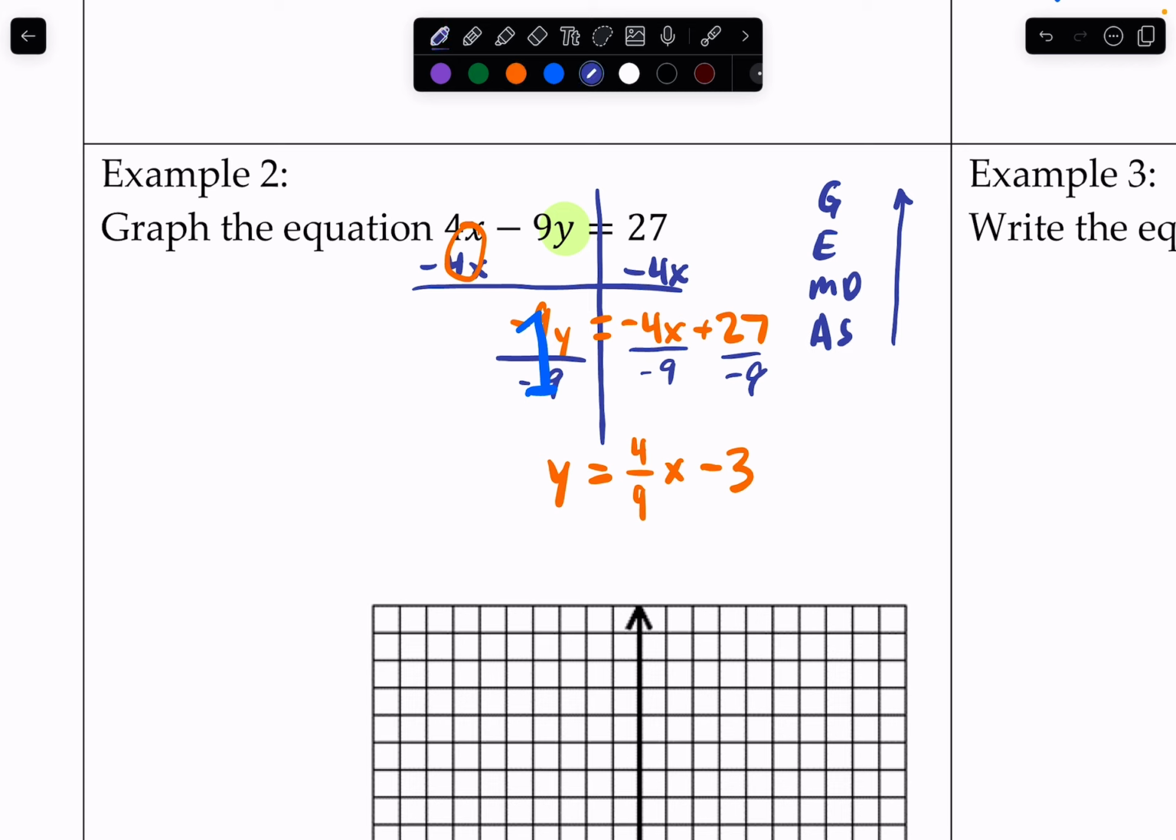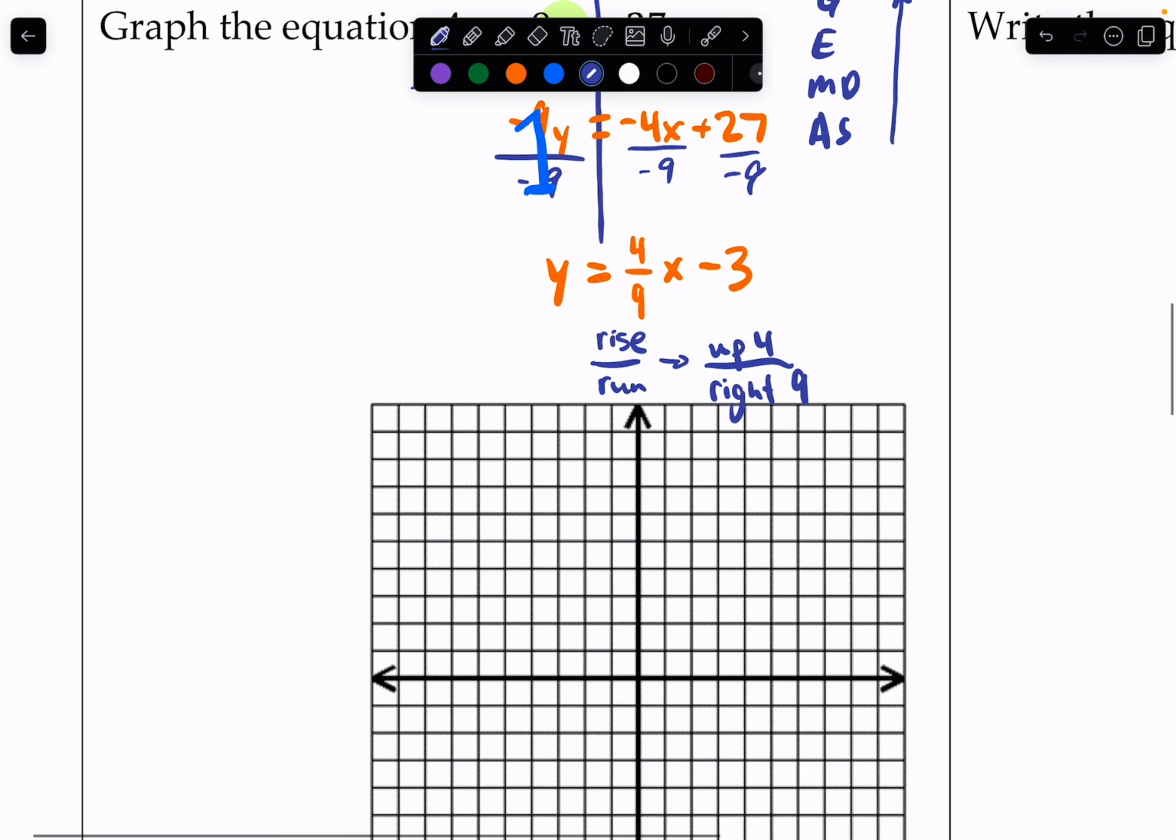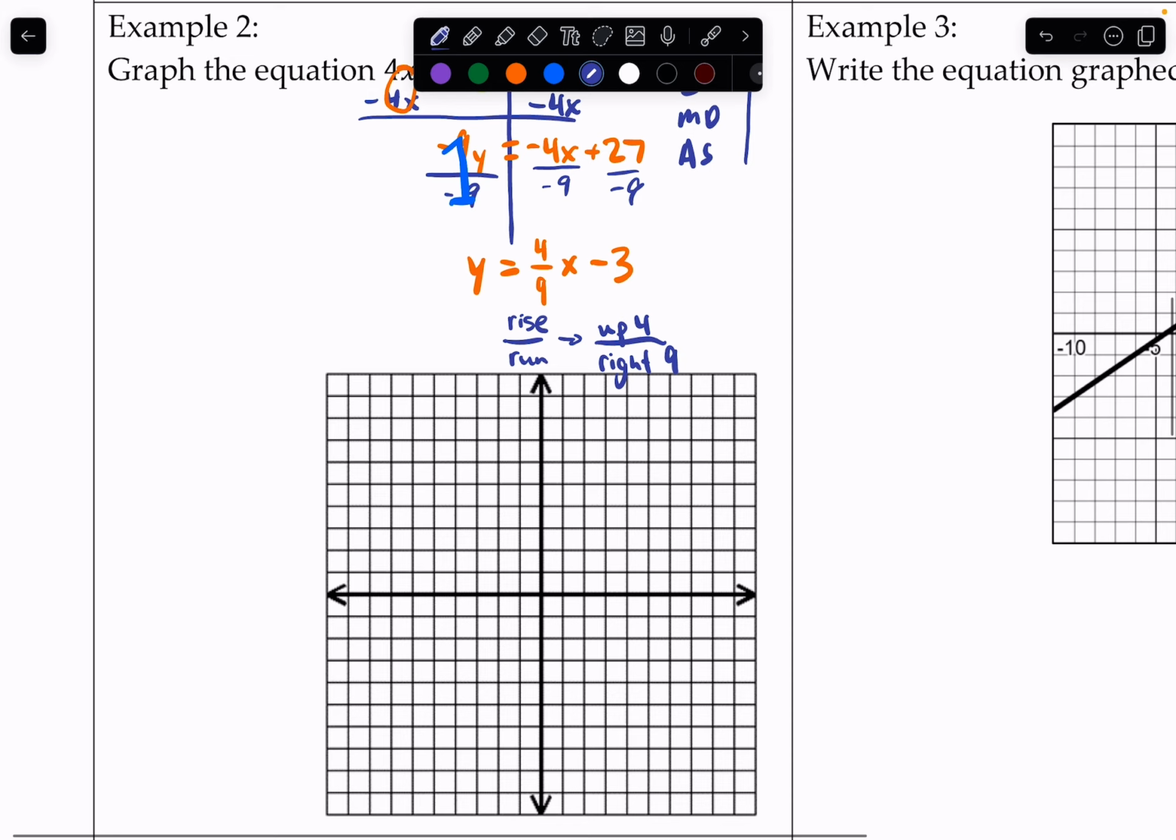My rise over run, I'm thinking about this as a rise of 4, so like up 4 because it's positive, and then right 9 because that 9 is positive. But we're going to graph that b value first. That b value is negative 3. I'm going to put a dot at negative 3, and then I'm going to graph that slope.